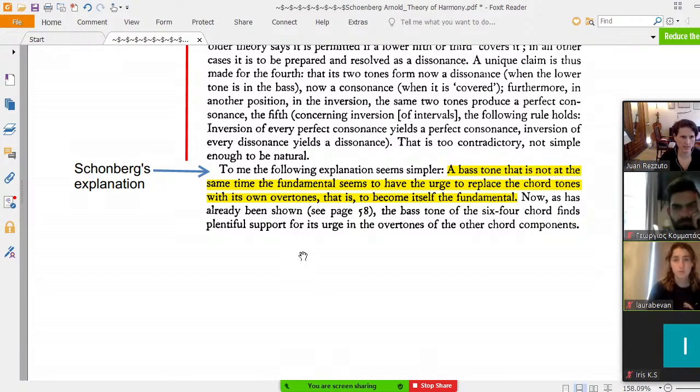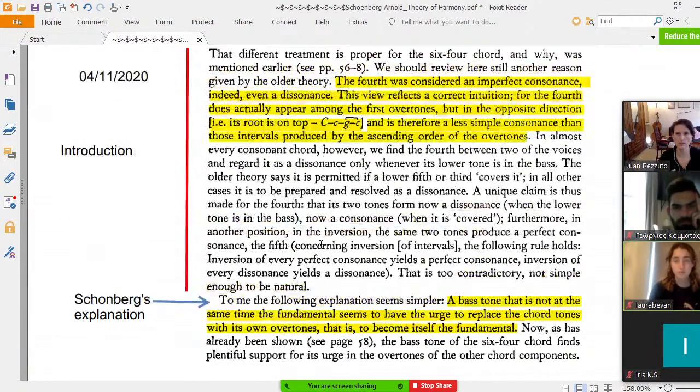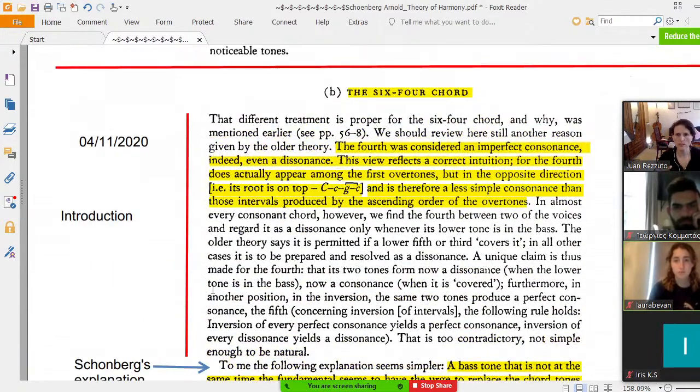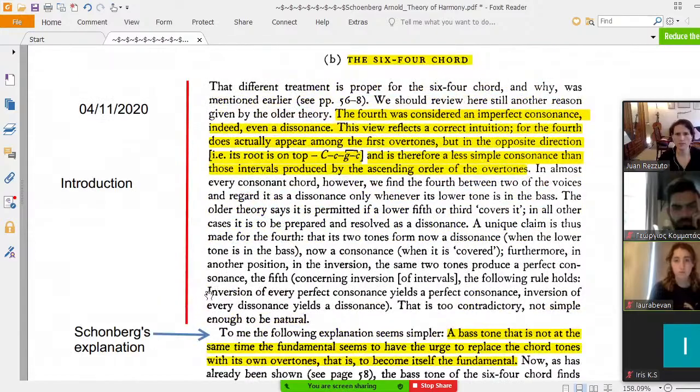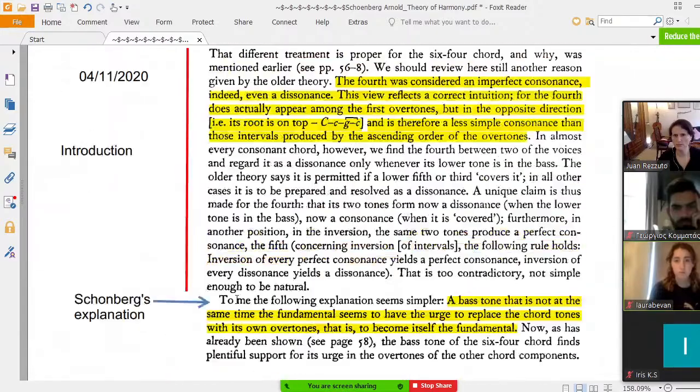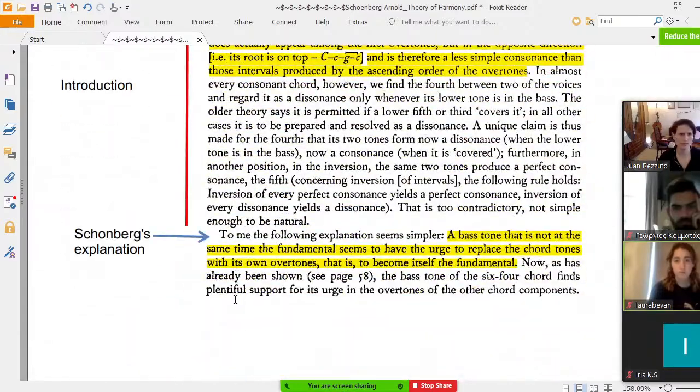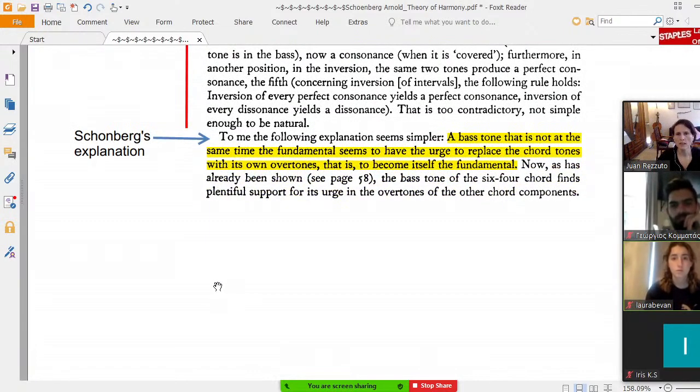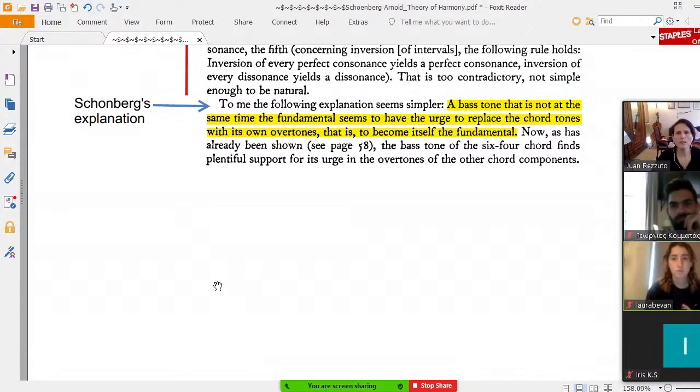The acoustic nature of the second inversion, or the chord of the 6-4, by the way, I don't know if I put it somewhere, but the figured bass is 6-4 because of the nature of the intervals: a 6 from the bass, a 4 from the bass note. Okay, so to me, the following explanation seems simpler.